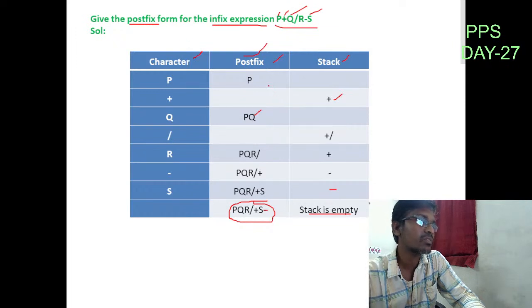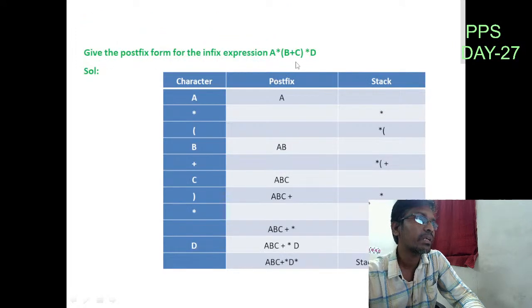And if you have any doubts here, for example, if the expression contains brackets, what do you have to do? Let us take A again. A is a character, so you place it into the postfix, and star is an operator, so you write it into the stack. Next, left parenthesis, a symbol, so you write it in the stack. Next B, which goes into the postfix. Next plus, which goes into the stack, and C goes into the postfix.